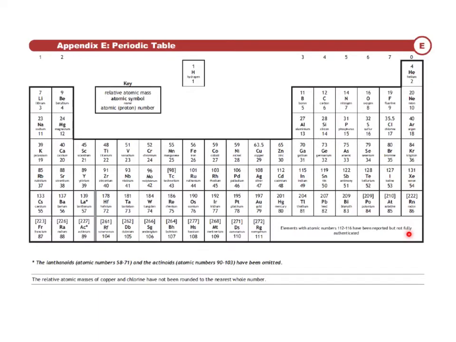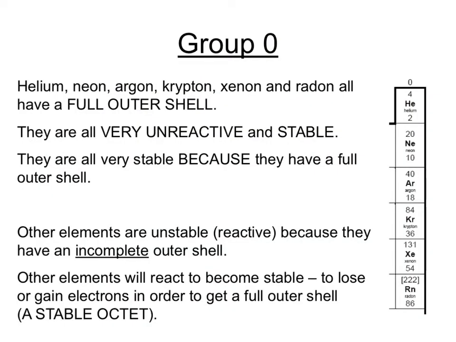Now, why is that? So this group is called group 0, not group 8, because it contains helium as well, which has got a full shell of 2. It's called group 0 because there are no outer electrons. The shell is full. They all are very unreactive and stable elements, and scientists believe that this is because they have a full outer shell, and other elements are therefore reactive because they don't have a full shell. Their outside shell is incomplete. And other elements react in order to become stable, in other words, in order to get a full outer shell.